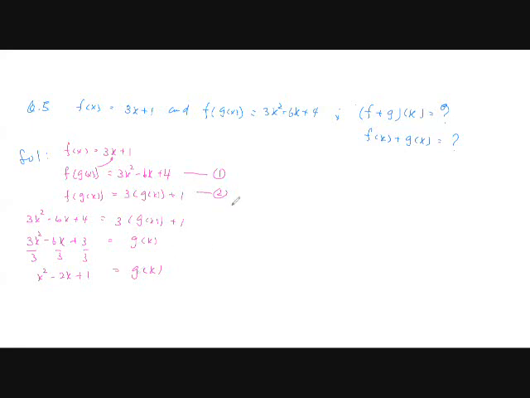Okay, when we have f of x here and we have g of x, then you replace and you get the answer. The answer is going to be x squared plus x plus 2. That's the final answer. Okay, finished question 5.